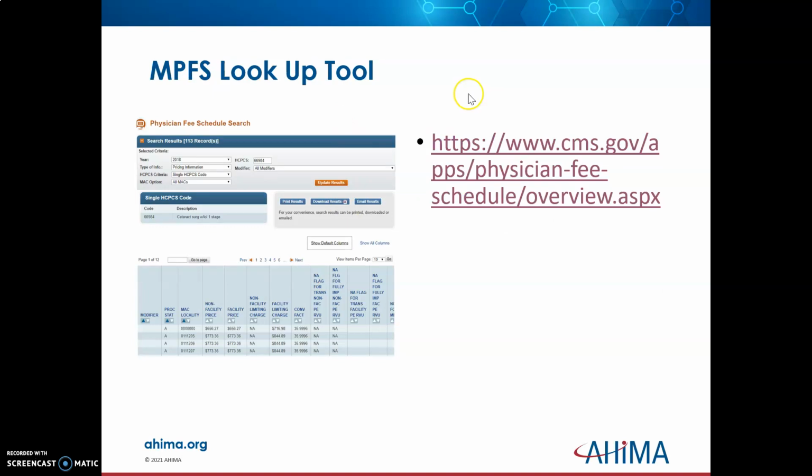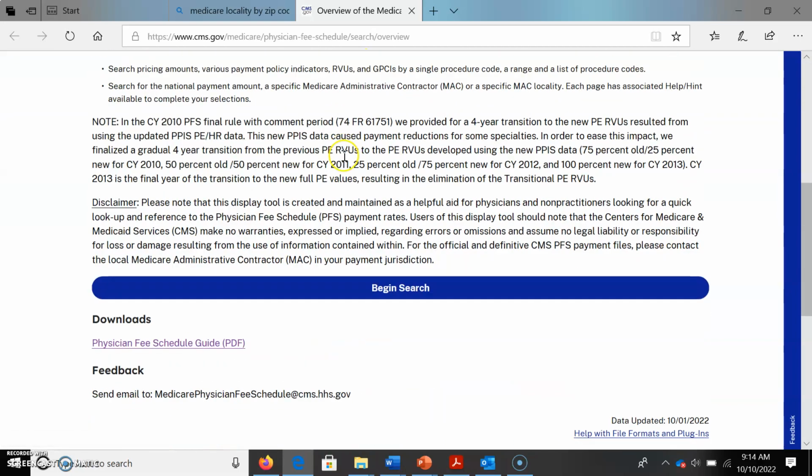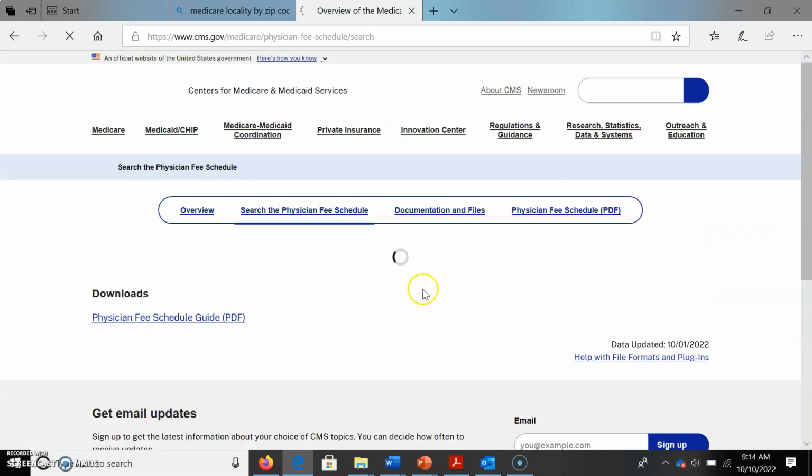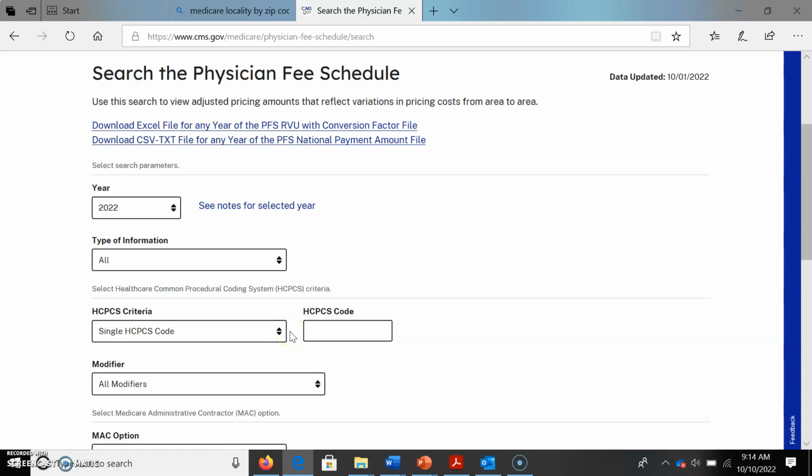Okay, I am going to show you this fee schedule. If you click on that link, another way to look it up is you literally could just type into Google Medicare's physician fee schedule and it'll take you there. The first thing you have to do is click begin search. This is important that you understand how to use this because your homework exercises include looking up fee schedule amounts.